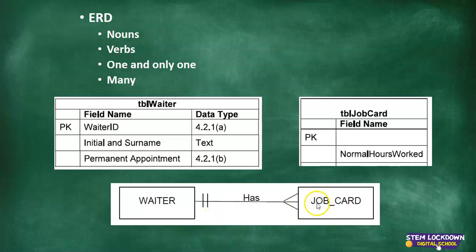Then at the job card side, I will put my crow's foot. So you can see these lines, that indicates that one waiter has many job cards. And on the line here, what you need to put is a verb indicating how these are linked. So usually the word is "has" or "works", because one waiter has many job cards.